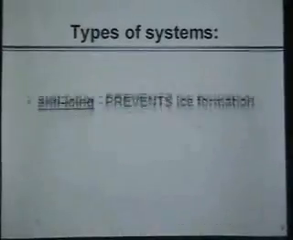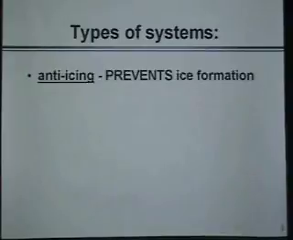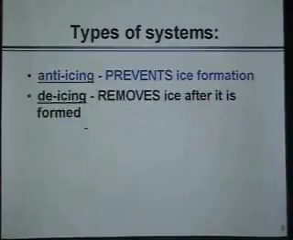So, types of ice protection systems. There's anti-icing systems and there are de-icing systems. Anti-icing systems are there to keep the ice from sticking to the aircraft in the first place. In theory, if you have an anti-icing system and it is working well, ice will not stick to the portion of the aircraft that it's anti-icing.